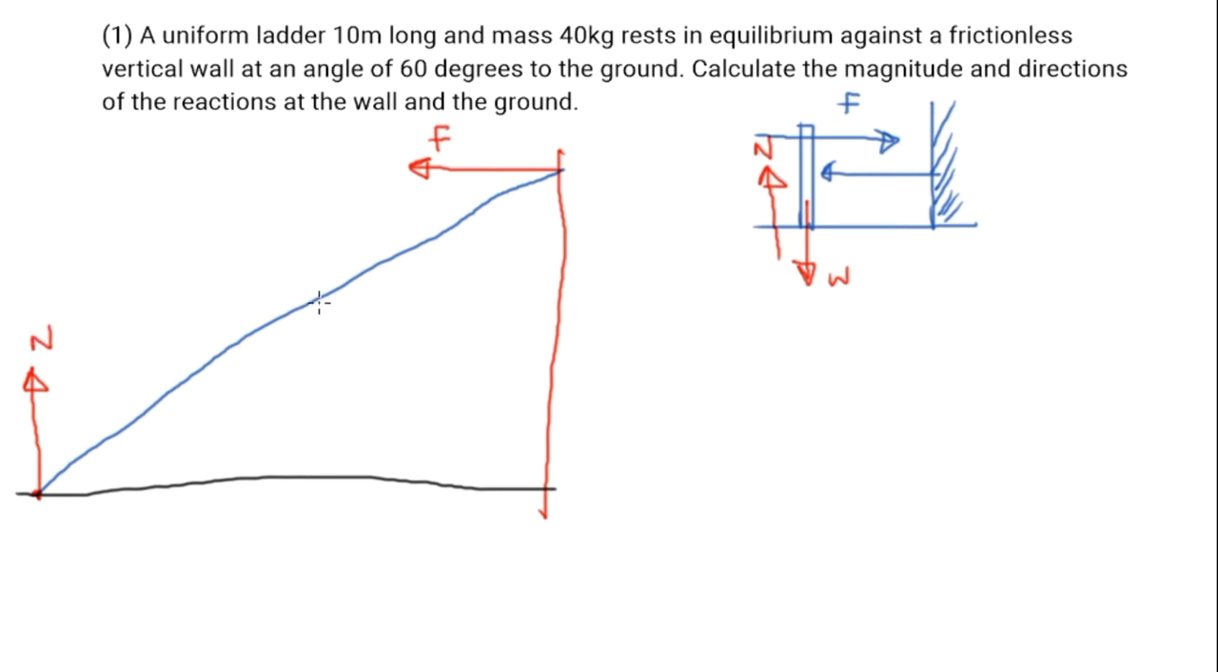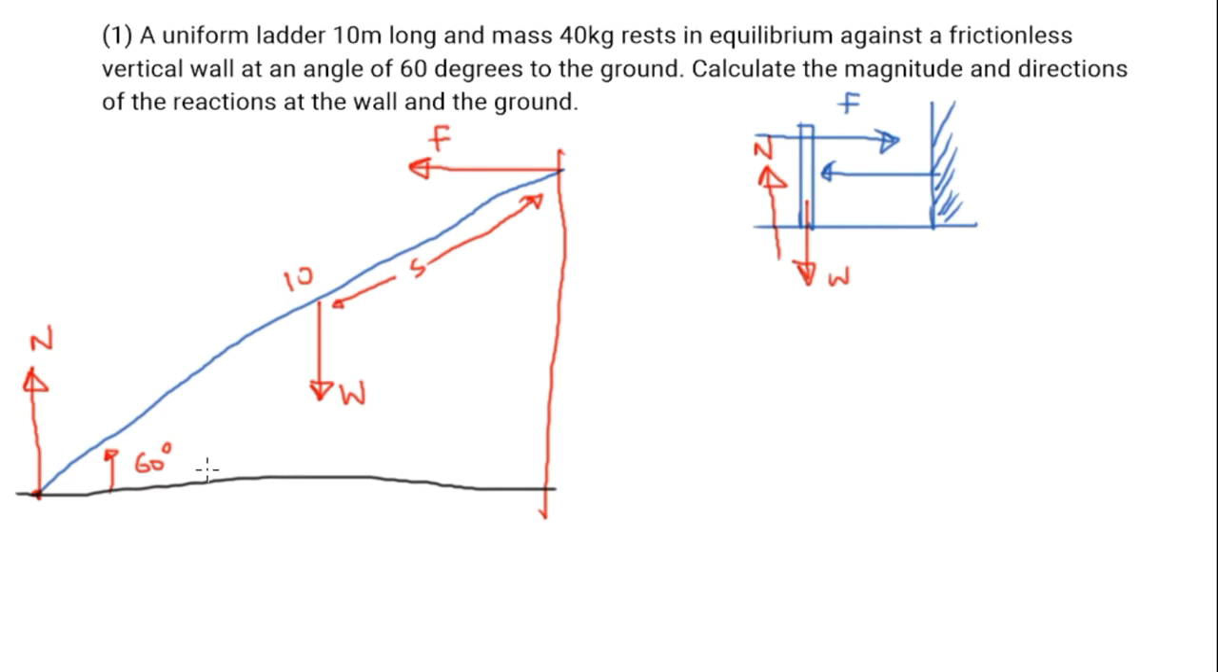The ladder will exert its weight on the ground, which is W. Notice that it has to be at the center of the ladder, that is the midpoint. Since the length of the ladder is 10 meters, then the length from this point is 5 meters. The angle at which it rests is 60 degrees.